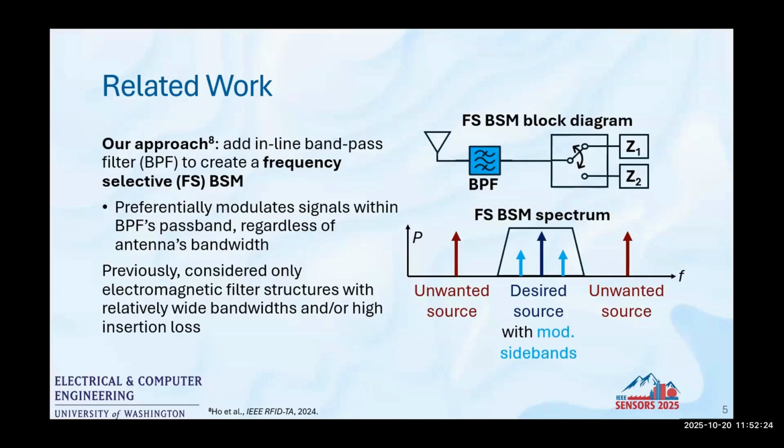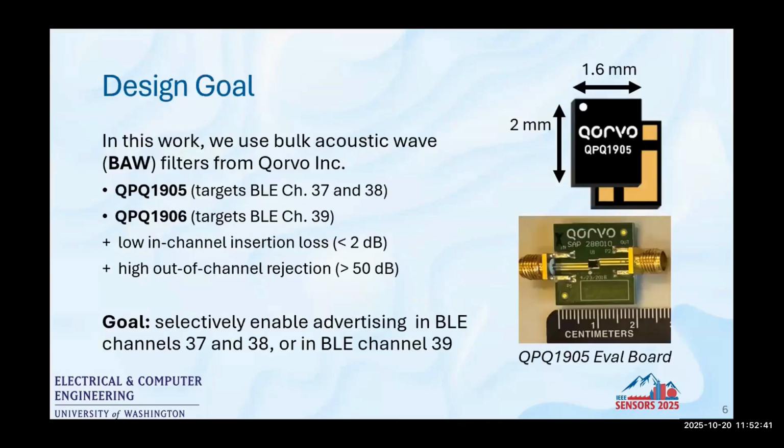But in our earlier work, we considered purely electromagnetic filter structures, so things like low temperature co-fired ceramic filters or microstrip coupled resonators. But these types of filters have relatively wide bandwidths and/or relatively high passband insertion losses. Thanks to advancements in miniaturized filter technologies, which rely on electromagnetic to acoustic wave conversion, surface acoustic wave and bulk acoustic wave filters are becoming increasingly available. In this work, we focus on BAW filters, which have a desirable combination of high volume manufacturing, low cost, very small size, low in-channel losses, and high out-of-channel rejection.